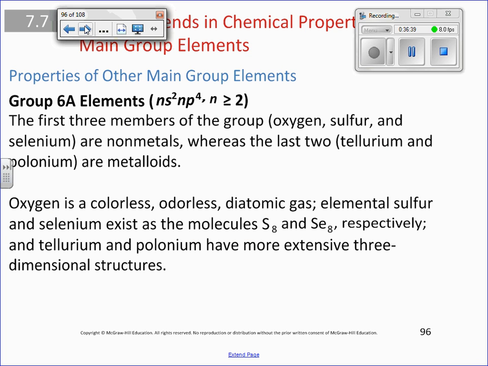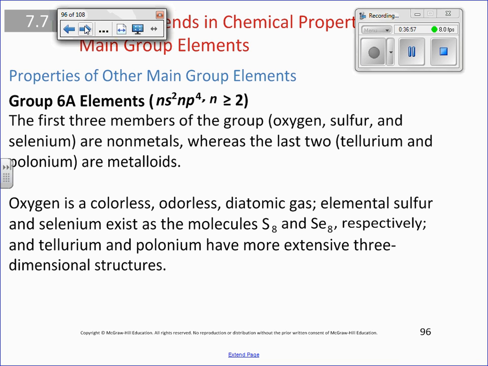Group 6A, you have oxygen, sulfur, and selenium are nonmetals. Tellurium and polonium are metalloids. Oxygen is diatomic, colorless, odorless. Elemental sulfur and selenium exist as molecules S8 and Se8, and tellurium and polonium have complex structures.